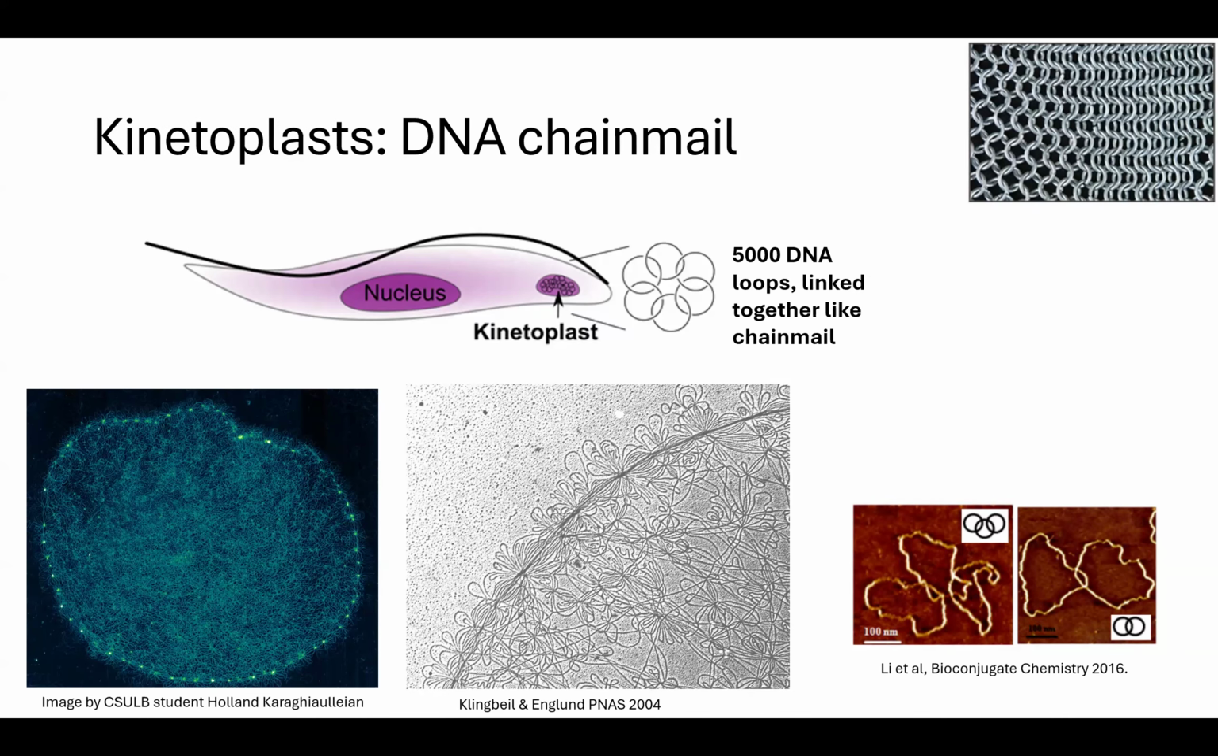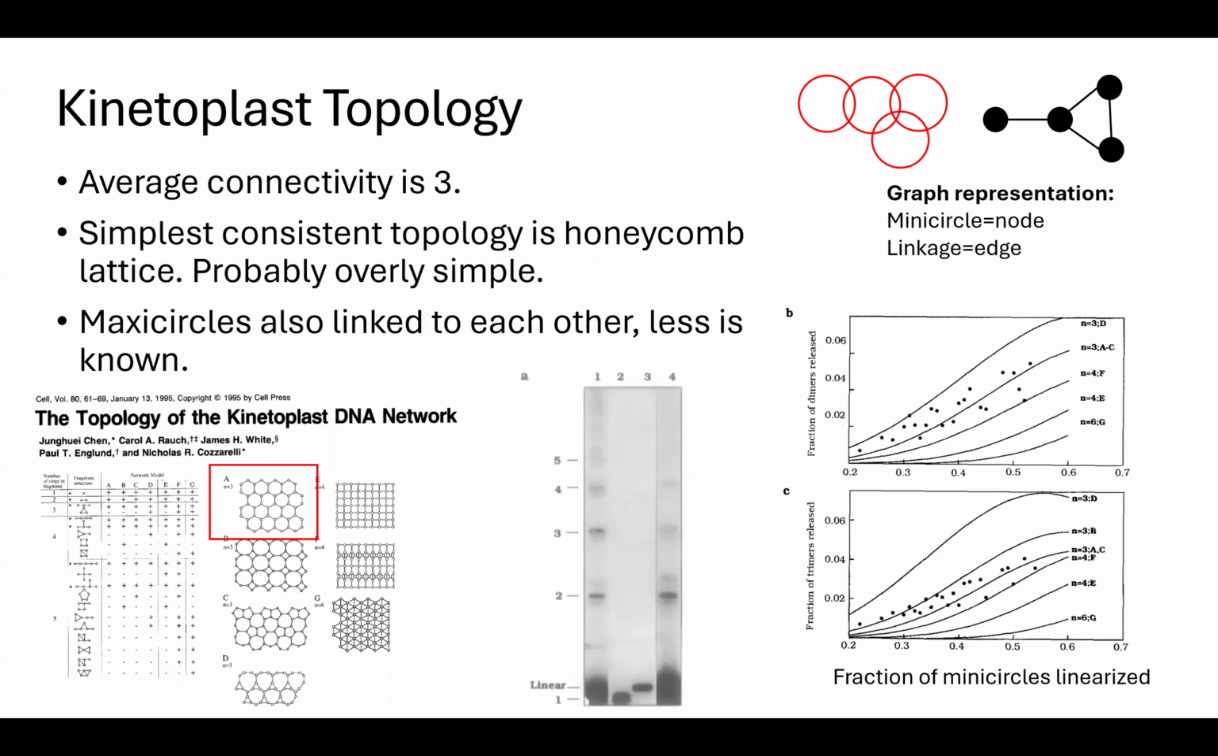So when we talk about the topology of kinetoplast DNA, that's usually referring to the network structure of which mini circles and maxi circles are connected to which other ones. And this is usually represented as a graph. So each mini circle is represented as a node in a graph, and if they share a topological link, they're connected by an edge.